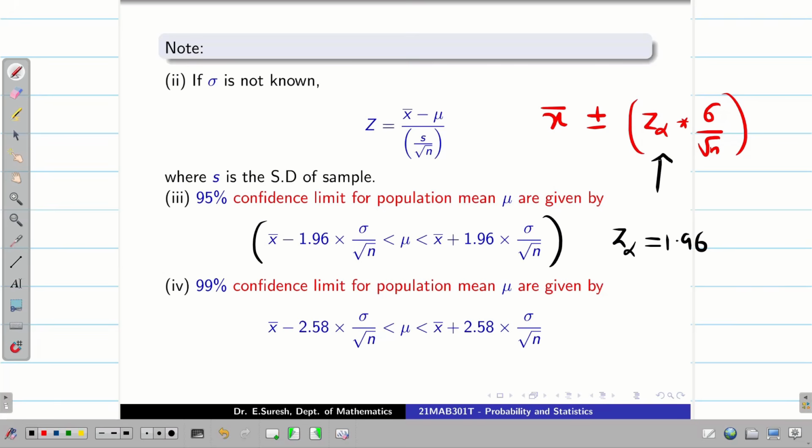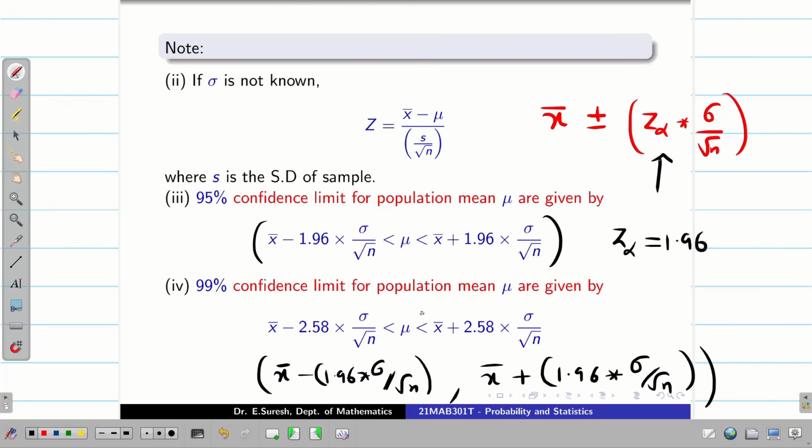Since it is a confidence interval, we write the negative value first. X bar minus 1.96 into sigma by root n, comma, x bar plus 1.96 into sigma by root n. Similarly, if it is 99%, we use z alpha is equal to 2.58. Hope you understand. Let us go into the problem.